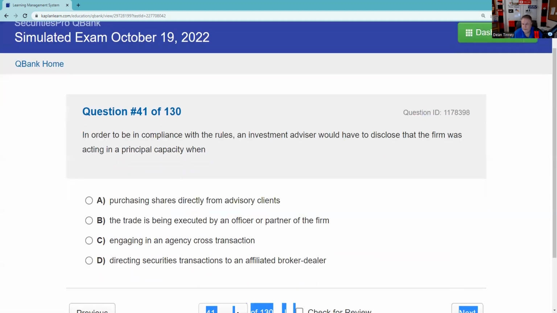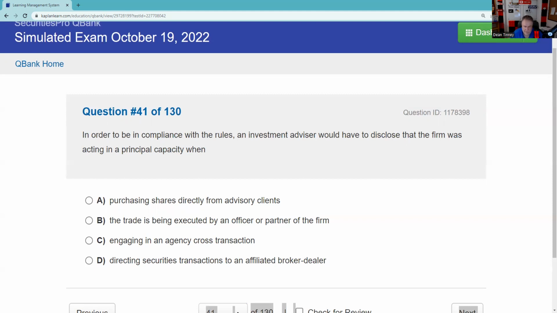In order to be in compliance with the rules, an investment advisor would have to disclose to the firm when the firm was acting in a principal capacity. So very testable. We have dealer principal capacity and we have broker agency capacity. And when we're acting in our dealer principal capacity, that's a bigger conflict of interest because I'm not trading with a third party on your behalf. I'm trading directly with you. I am the other side of the trade, my firm, right?